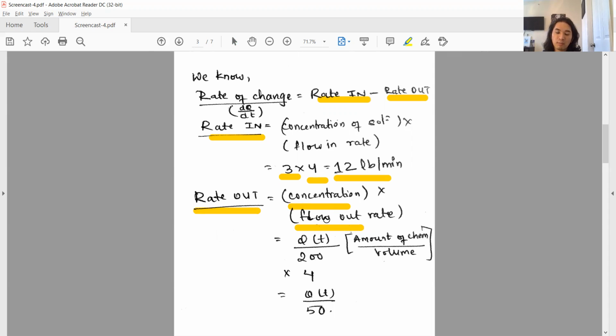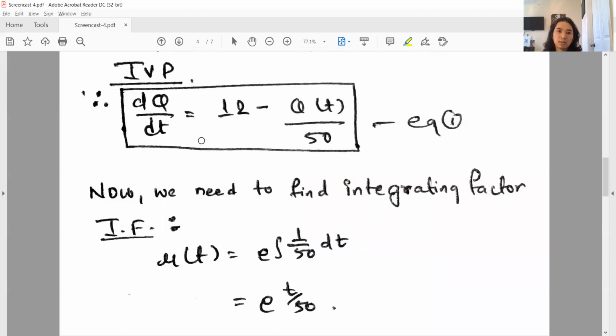We don't know the concentration, but we know that the concentration is the amount of chemical over the volume. Here we already said the amount of chemical is q(t), and the volume is the volume of the lake, that is 200, times the flow out rate, which is 4. When we multiply, we get q(t) over 50. After that we get the rate of change dq over dt is 12 minus q(t) over 50. This is the differential equation, also known as an initial value problem.